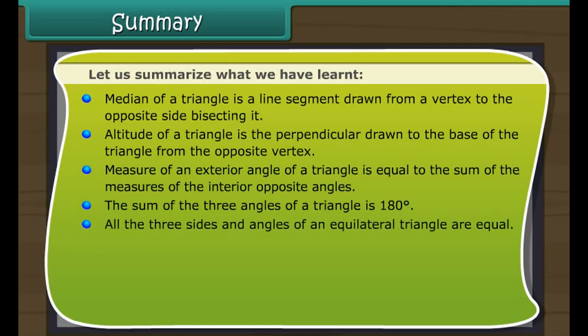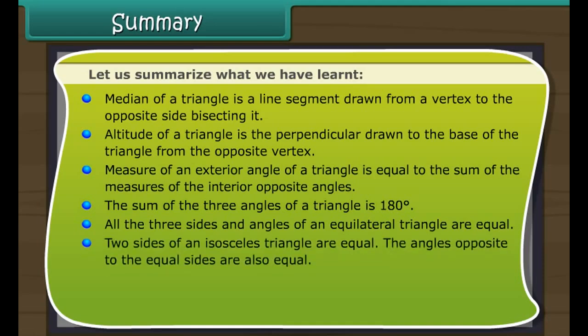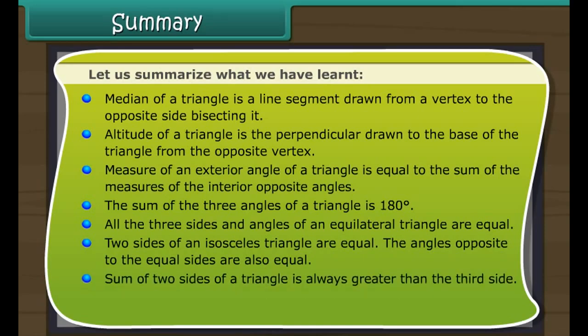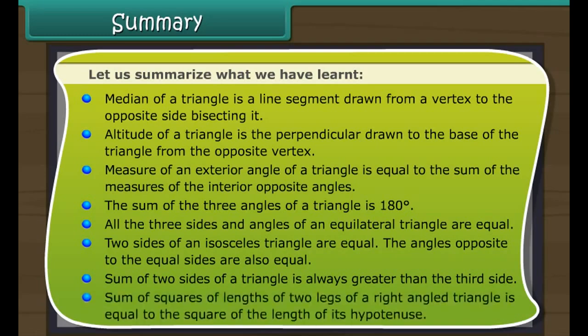All the three sides and angles of an equilateral triangle are equal. Two sides of an isosceles triangle are equal. The angles opposite to the equal sides are also equal. Sum of two sides of a triangle is always greater than the third side. Sum of squares of lengths of two legs of a right-angled triangle is equal to the square of the length of its hypotenuse.